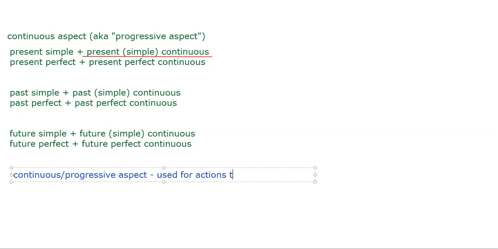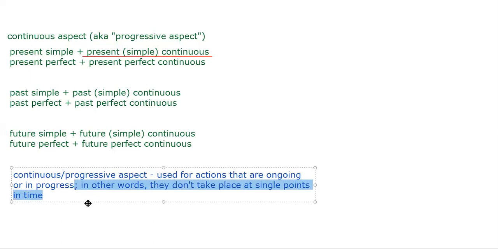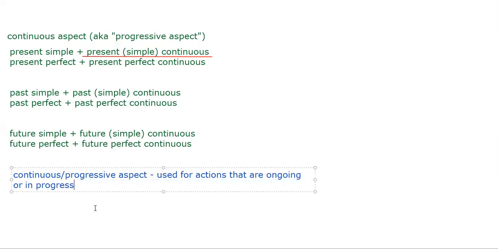This is used for actions that are ongoing or in progress. In other words, they don't take place at single points in time. Well, maybe that's not the best way to say it, because the perfect aspect is like that too. It doesn't take place at single points in time, but let's just say that. Yeah, that's a better definition. So to provide an example, and again, welcome whoever came in.